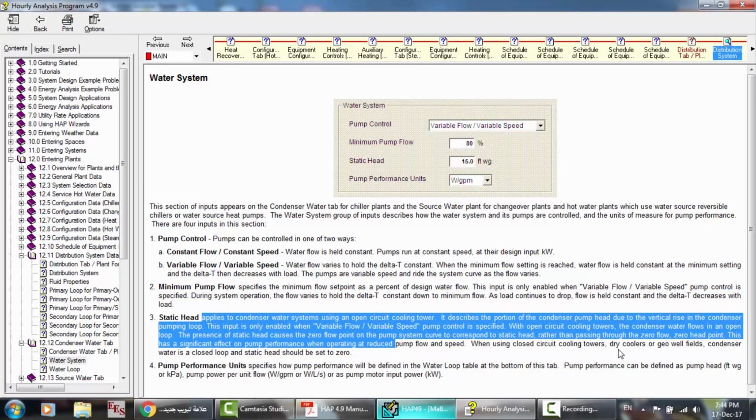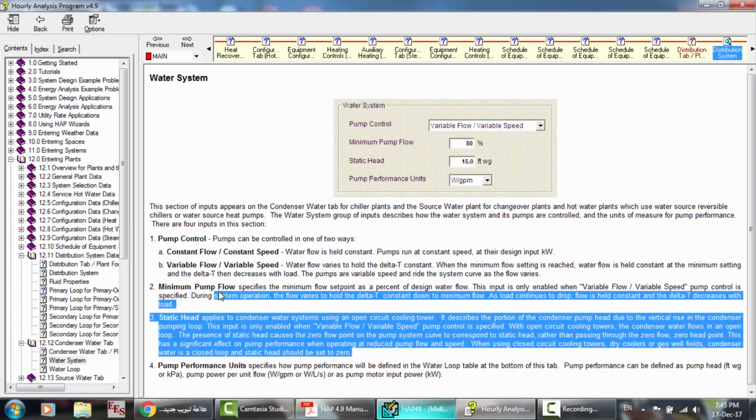With open circuit cooling towers, the condenser water flows in an open loop. The presence of the static head causes the zero flow point on the pump system curve to correspond to the static head, rather than passing through the zero flow, zero head point. So this has a significant effect on pump performance when operating at reduced pump flow and speed. When using closed circuit cooling towers, dry coolers, or geothermal well fields, condenser water is a closed loop, and static head should be set to zero.